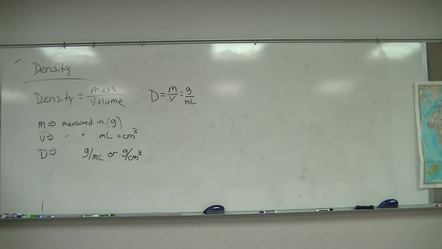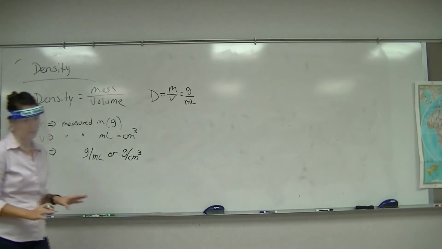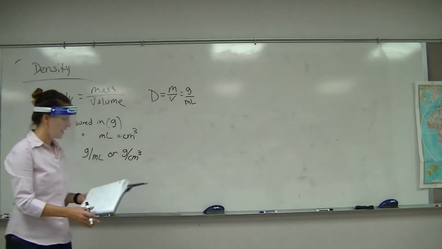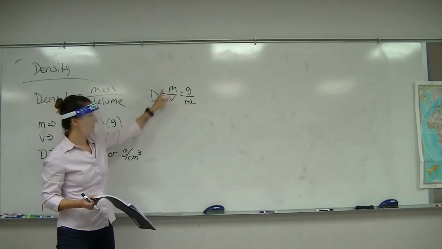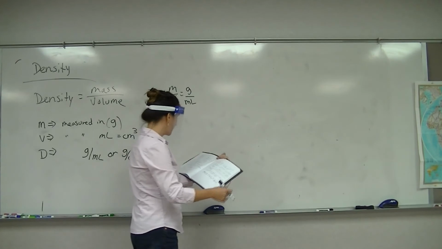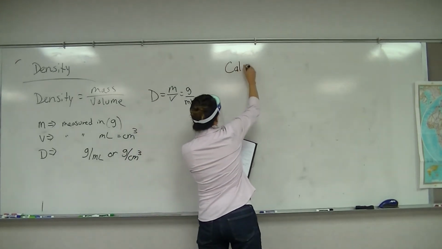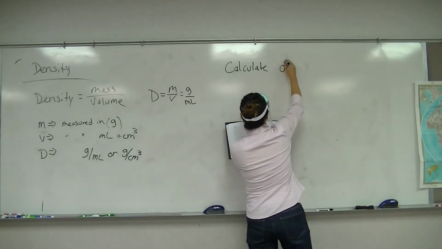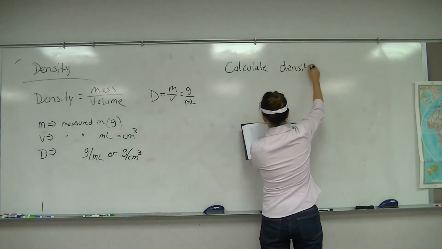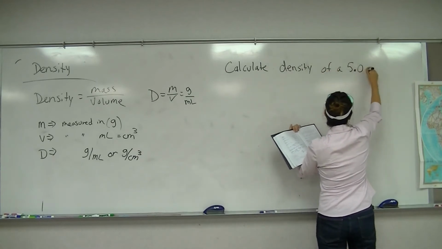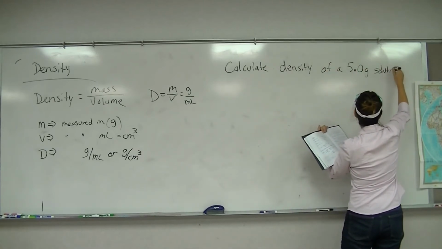So let's look at a word problem and try to apply this equation to it. Okay, so we're going to start with a straightforward one where we're solving for density. And then we'll try a few others where this equation is going to need to be rearranged. And I have a trick for that that will help you rearrange the equation if you need to. So let's start off with the more straightforward one. So we're going to calculate density of a 5.0 solution.